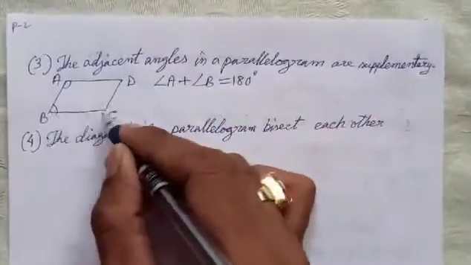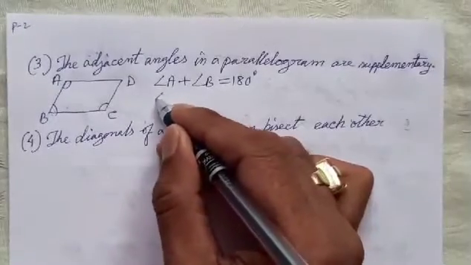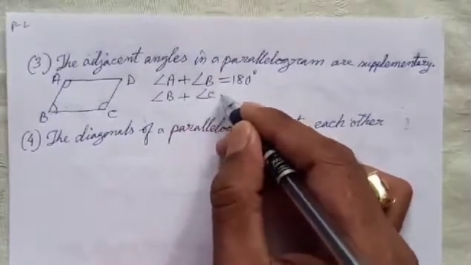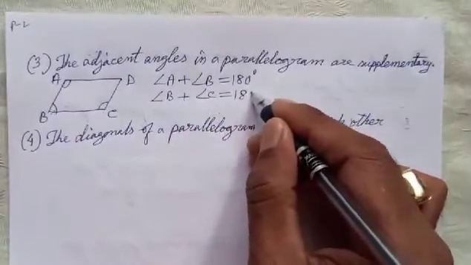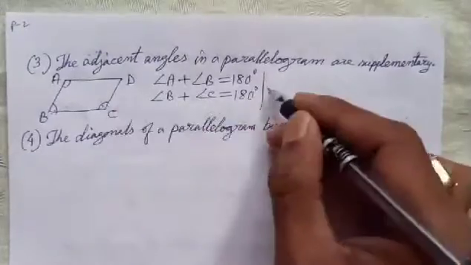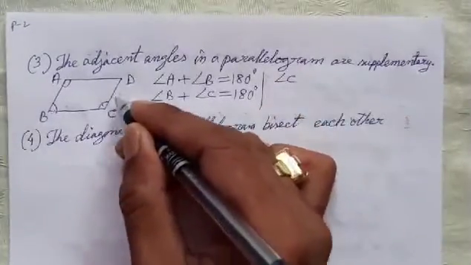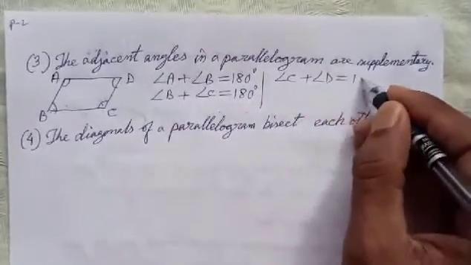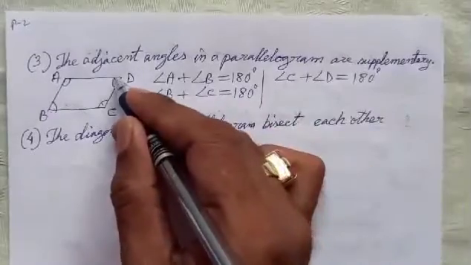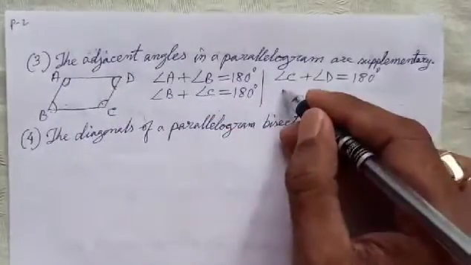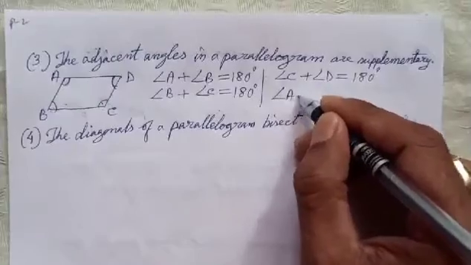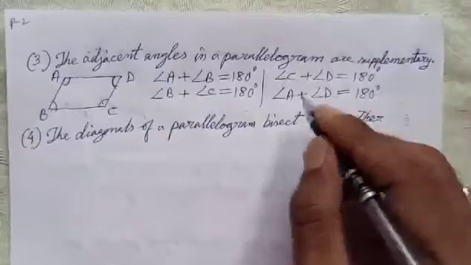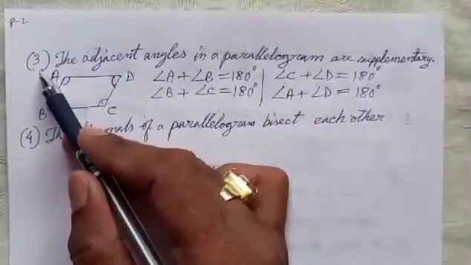Again, angle B and angle C are adjacent angles. So if we add angle B and angle C together, the total angle will be 180 degrees. Angle C and angle D are also adjacent angles, so their sum must be 180 degrees. Then angle D and angle A are also supplementary angles. So angle A plus angle D is also 180 degrees, by this property 3.